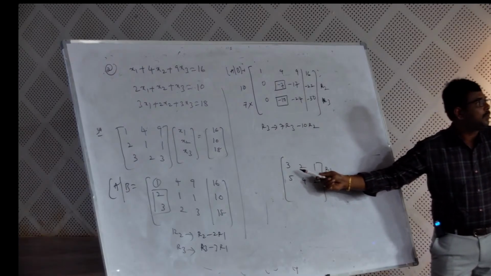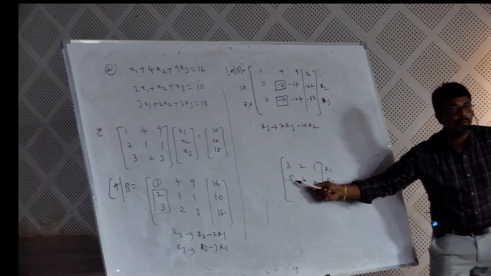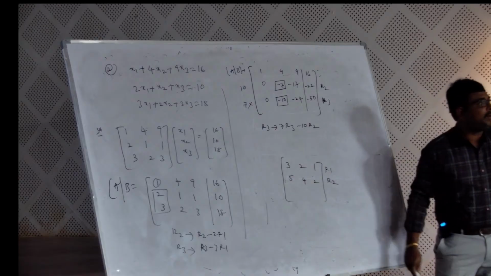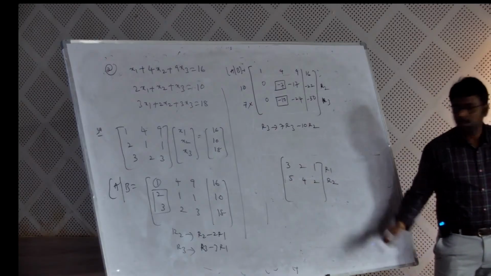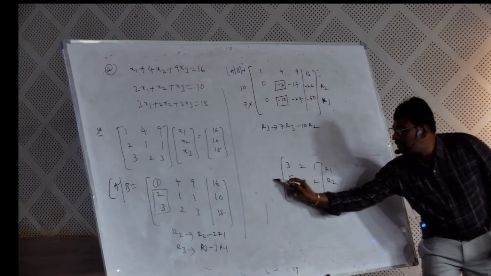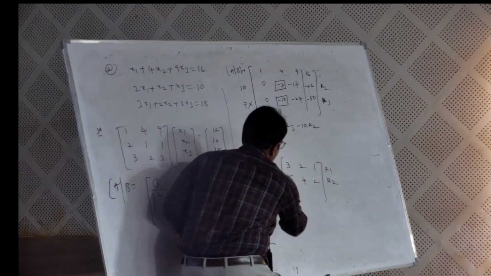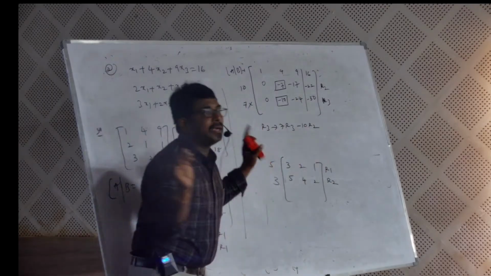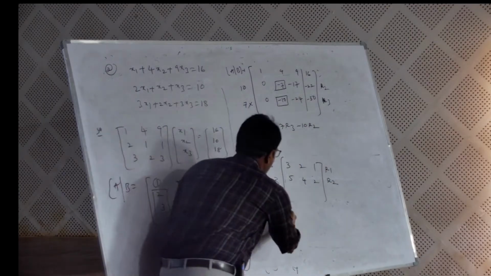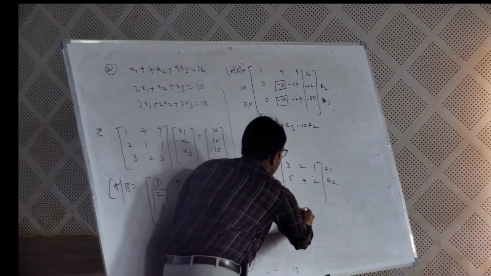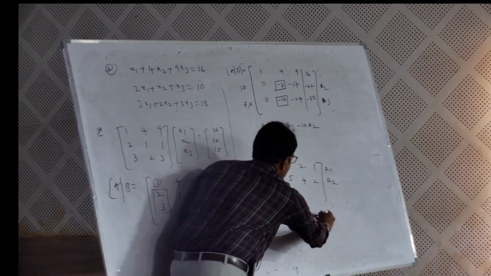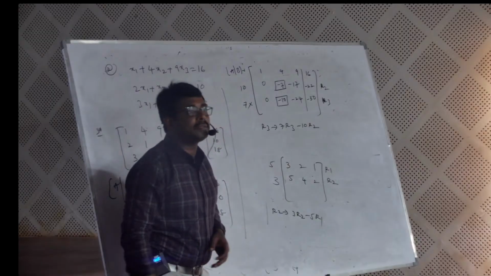Everyone, using 3, 850. How you made this? How is it possible? Multiply this with 5. Other technique. Tell me, R2 implies 3R2 minus 5R1. 3R2 minus 5R1.